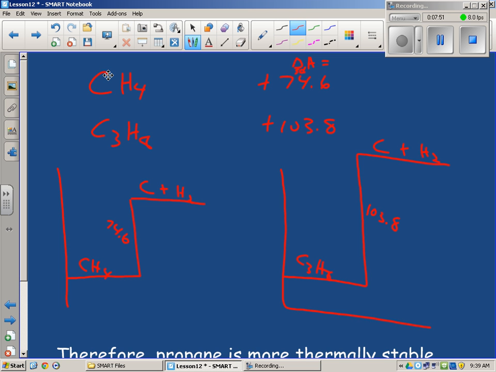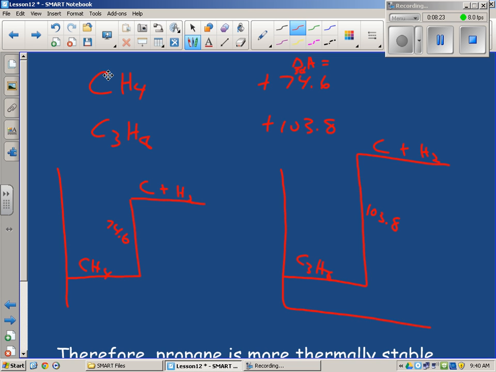Which one resists breaking down more? Well, which one do you have to put more energy in to break it down? If you start with CH4, I start adding heat, and I get to 25 kilojoules, I get to 50 kilojoules. And once I get to 74.6, it now breaks apart into carbons and hydrogens. I've taken CH4 and broken it down.